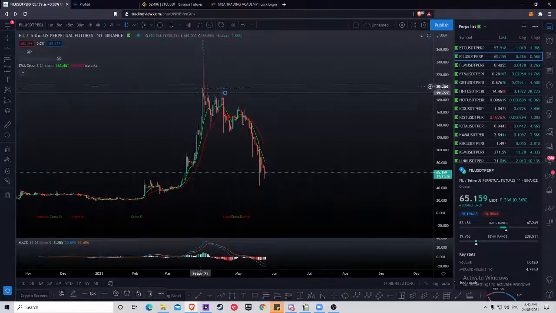Over here, it's an all-time high, reached $238. Buyers come back in and pushed it back down underneath. Candle close underneath resistance, so that's where I'm putting my resistance.